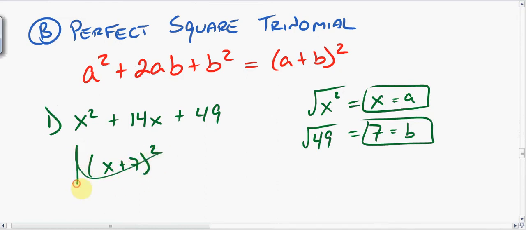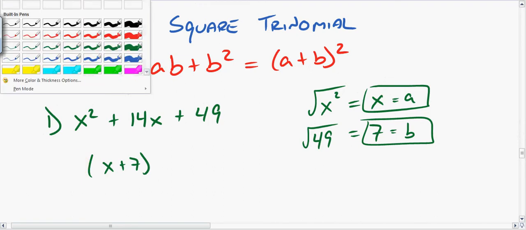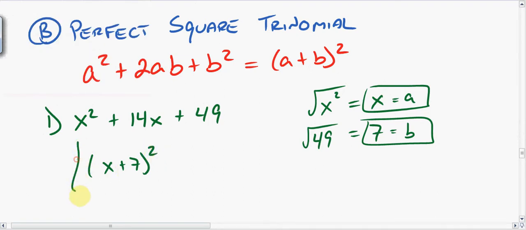And why do I have a plus? Well, you have a plus because you have two perfect squares, and you have two addition signs.